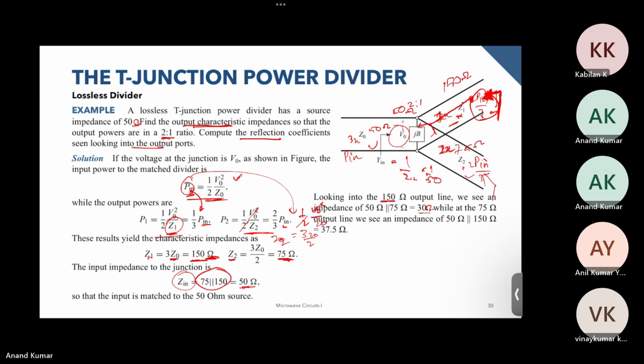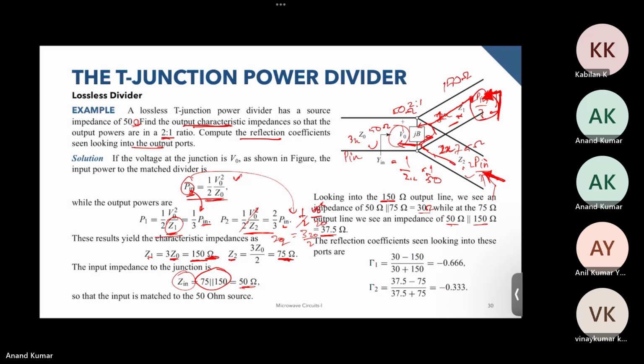Okay, and similarly, if you look from this direction over here, this is 75 ohms, and then the 75 ohm sees 150 ohm and 50 ohm in series. So 50 ohm and 150 ohm in series is 37.5 ohms, and the reflection coefficient can now be calculated using this expression over here.